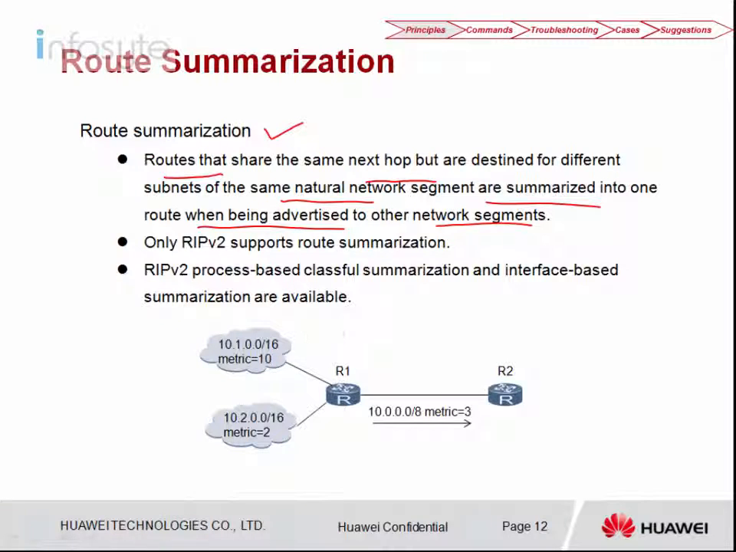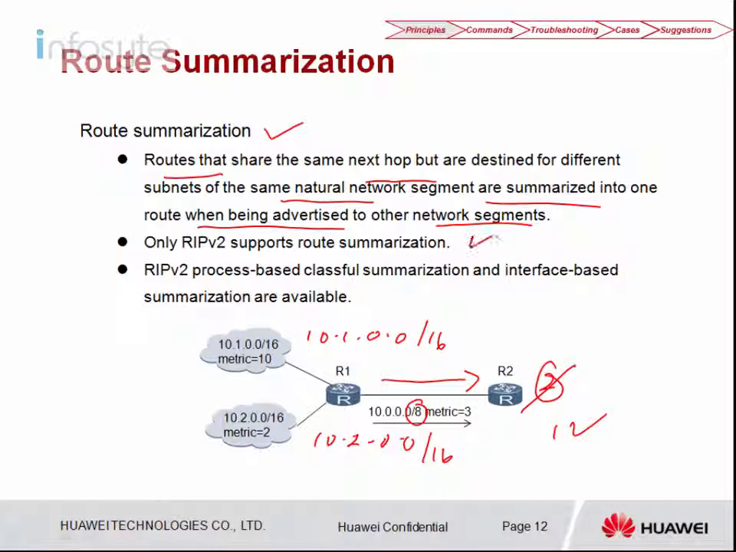So in this example, we have 10.1.0.0 and we also have 10.2.0.0. Both of them are /16. Now we can summarize based on the interface, using a /8 to R2. So R2, instead of having 2 entries, now only has 1 single entry.